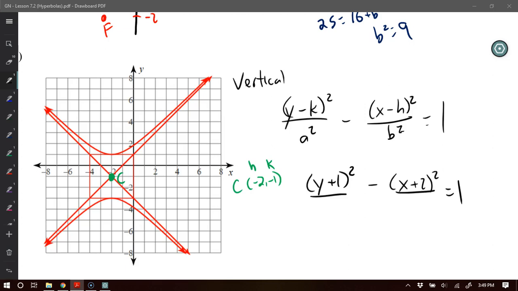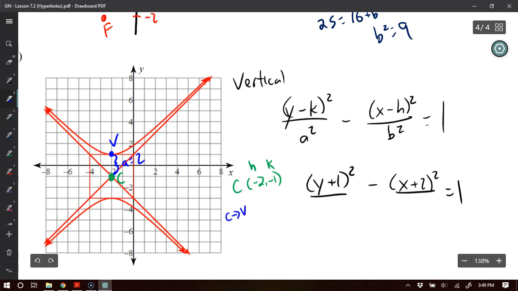So if I'm looking at this one, what I want to make sure I do is realize that A is the distance from a center to a vertex. So in this case, A is 2. So from my center to my vertex is A units. So A is 2, so A squared is 4. So that's going to go there. And remember, I'm giving you the box on this one so you can actually see what the slope is. So I'm going up 2, right 2.